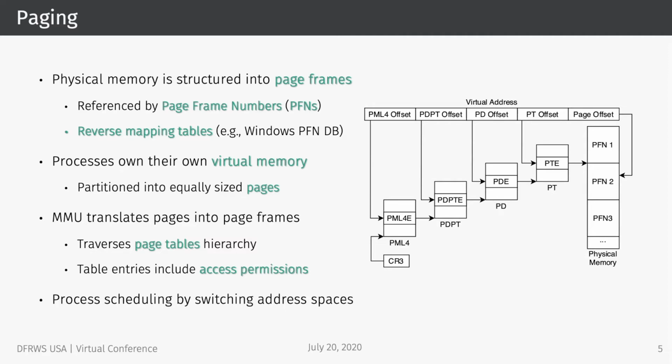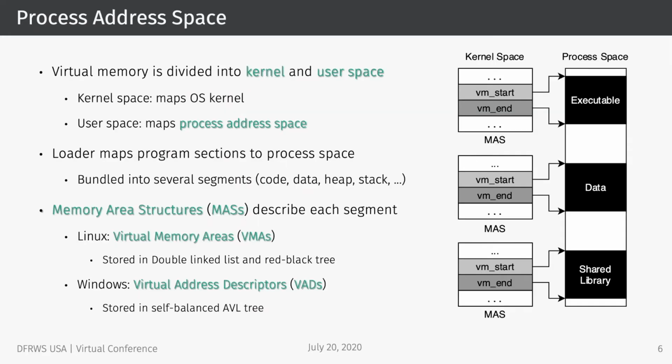In order to translate virtual pages into their corresponding page frames, a hardware memory management unit traverses a per-process page table hierarchy. Each of these page tables contains entries which include memory access permissions to determine which types of accesses are permitted and which lead to a page fault subsequently handled by the operating system's kernel. The virtual memory can further be divided into a kernel and a user space, whereas the kernel space maps the actual operating system's kernel, while the user space maps a process's memory.